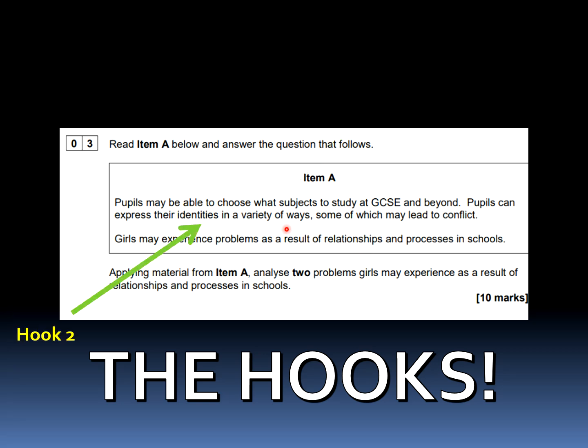Hook number 2 is in the second sentence, which is talking about expressing identities and also may lead to conflict. So start to consider the different identities that girls might express, what conflicts might arise within the school. So for example, this could be between teachers or even between peer groups. And again, consider the impact of these problems.